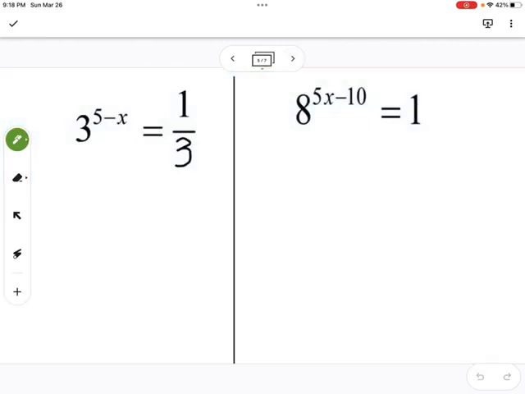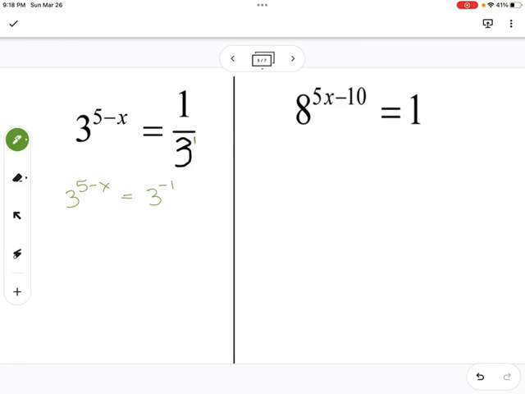On this slide here, we're going to be tying in other exponent laws. So keeping all these in mind, looking at the first one, we have 3 to the exponent 5 minus x equals 1 over 3. Remembering that when you have a negative exponent, it's 1 over that positive exponent. So we can actually rewrite this as 3 to the 5 minus x equals 3 to the exponent negative 1. Okay, since the 1 over 3, the 3 has that invisible 1 as the exponent here.